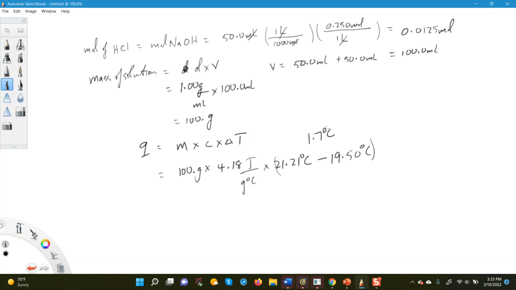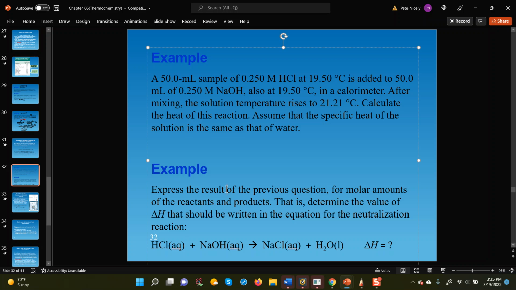Now we have to look at answering this question, which is based on the first question. The question says express the result of the previous question for molar amounts of reactants and products. That is, determine the value of delta H that should be written in the equation for the neutralization reaction, and they gave you the reaction equation. If you look at this equation, it's a 1-to-1 mole ratio between the hydrochloric acid and the sodium hydroxide, right? So basically what this question is asking you to do is to determine the heat change when 1 mole of hydrochloric acid reacts with 1 mole of sodium hydroxide.